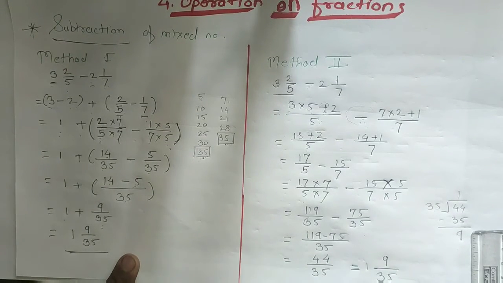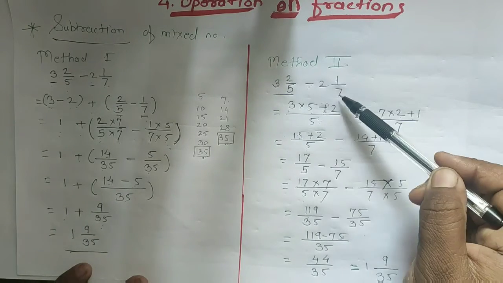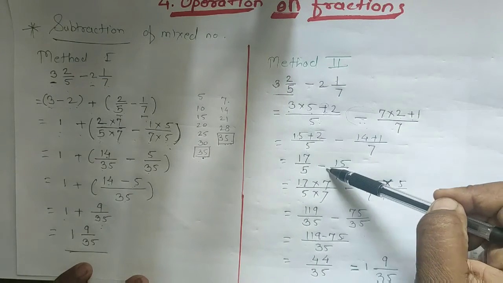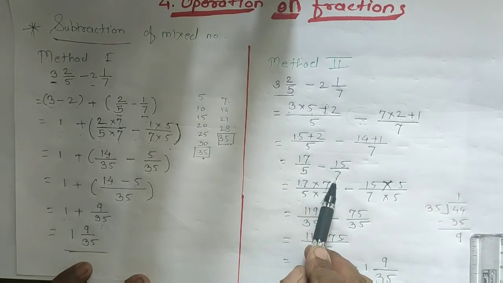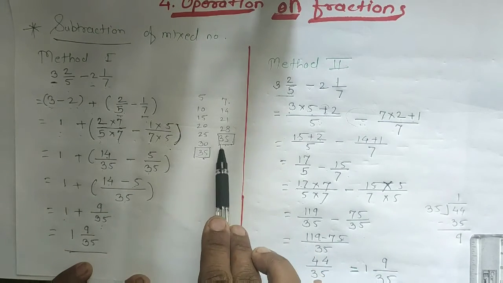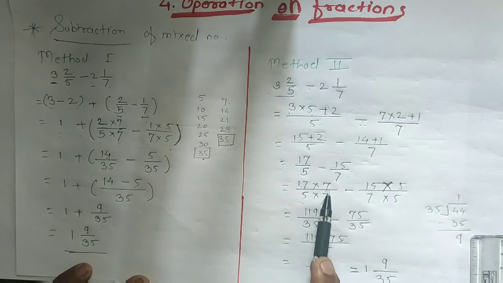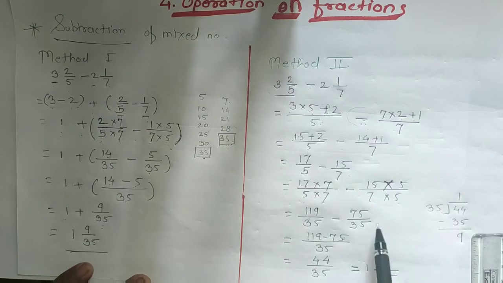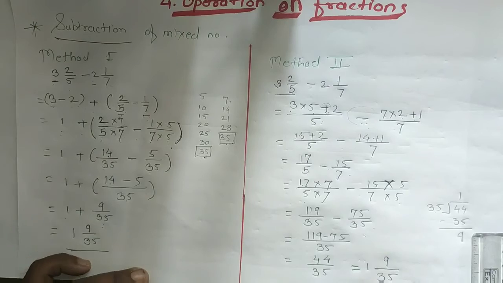First method you understand clearly, and in the second, what I had done, I only converted this. 5 3s are 15 plus 2, 17 upon 5. 7 2s are 14 plus 1 is equal to 15 upon 7, and this is the subtraction. Make the denominator same by finding the LCM of 5 and 7, and the LCM of 5 and 7 is 35. Otherwise, find out the first common number in both the tables, and that is 35. To make it 35, we have to multiply 17 upon 5 with 7 in numerator and denominator, and 15 upon 7 with 5. Okay, so we will get this. When you solve this, you will get the answer, and it is the same for both methods.